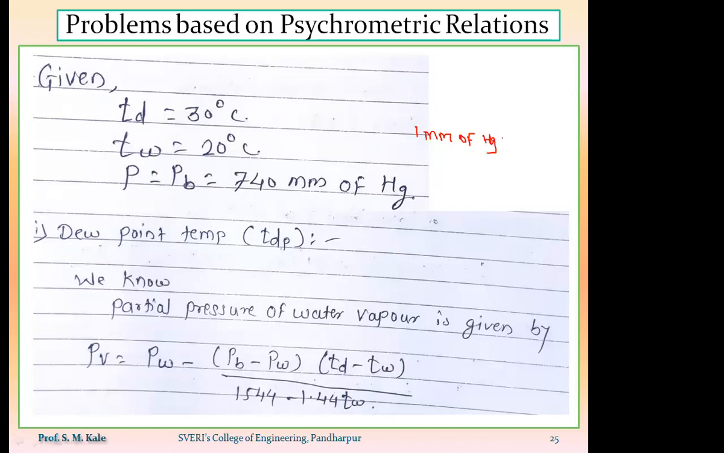1 mm of Hg is equal to 133.3 Newton per meter square. All of you please write down this value. This is also an important value, 133.3 Newton per meter square.